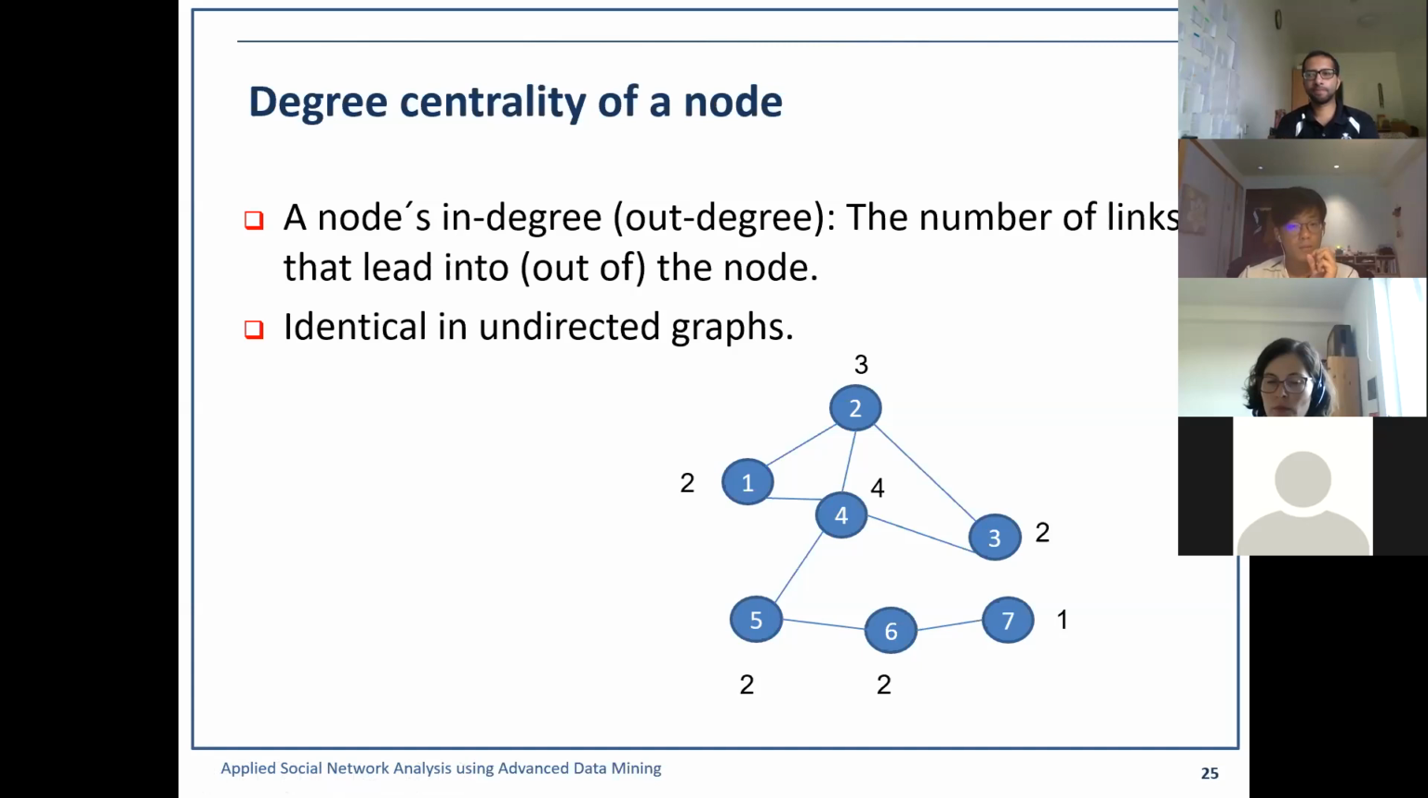In this network, node number 4 is the most important node regarding degree centrality because it has the highest number of links. And node number 7 is the least important because it is just connected to one other node. Okay, degree centrality, just counting the number of links. What else makes a node important?